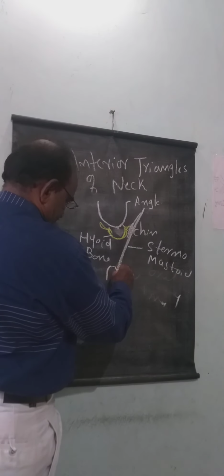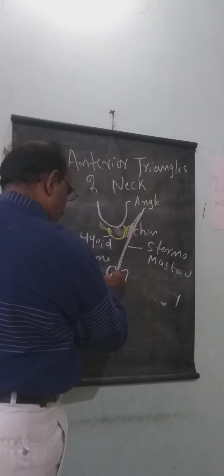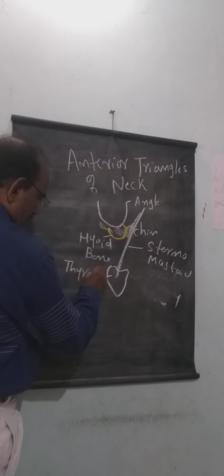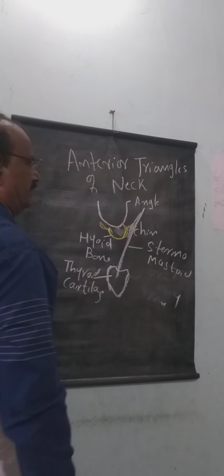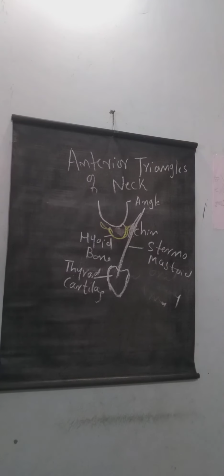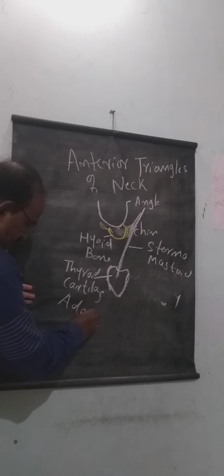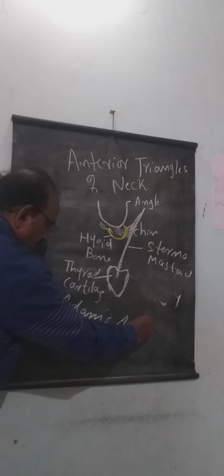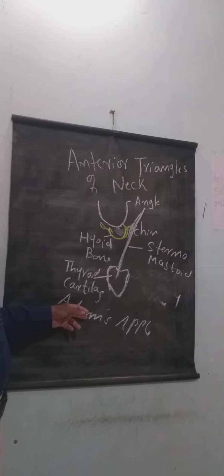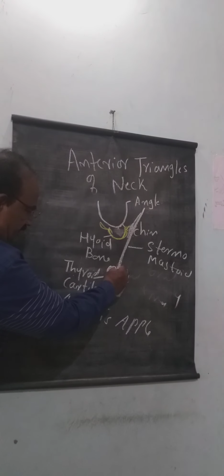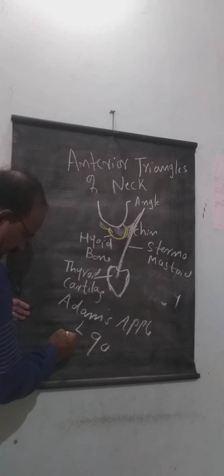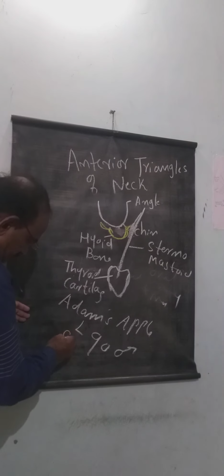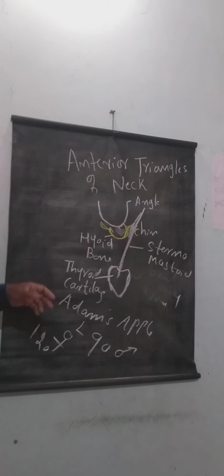Then there comes the thyroid cartilage. The prominence of the thyroid cartilage is very marked and is called Adam's apple, because it is more prominent in adult males. The angle of the anterior border of the thyroid cartilage is 90 degrees in males and 120 degrees in females. Hence, the protuberance is more significant in the male.